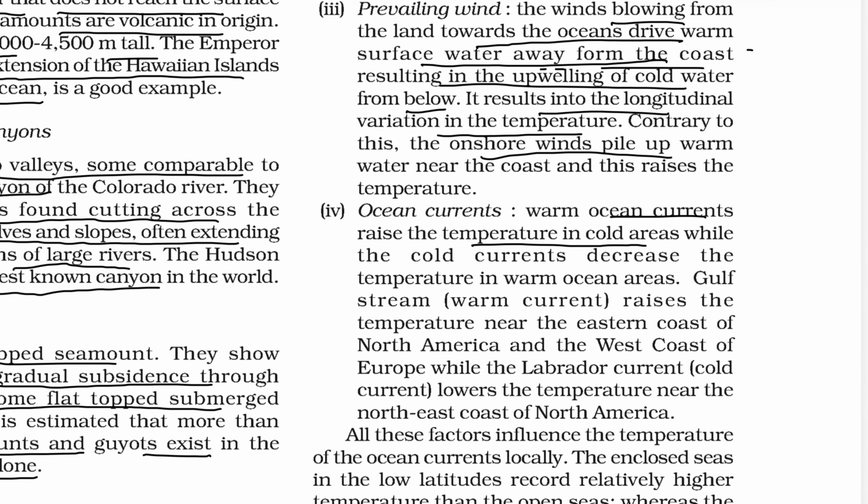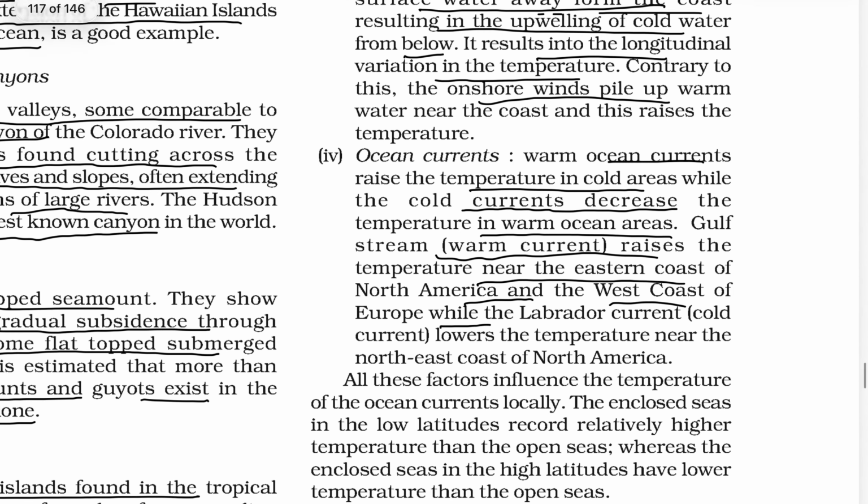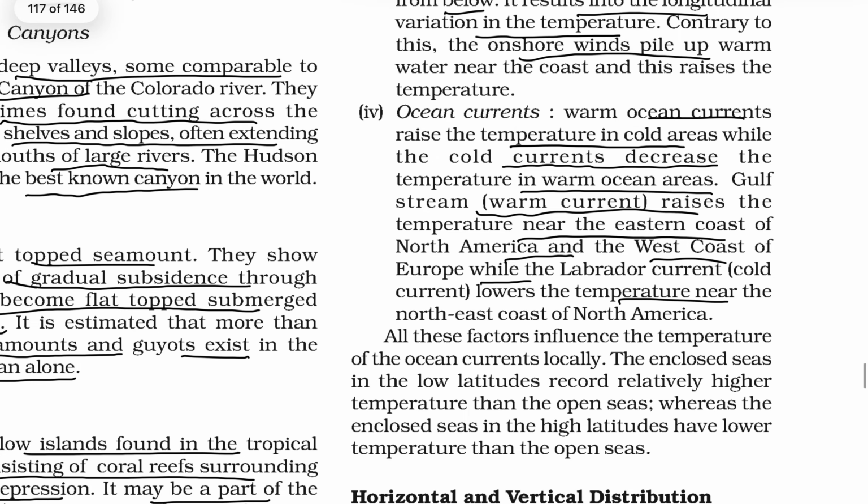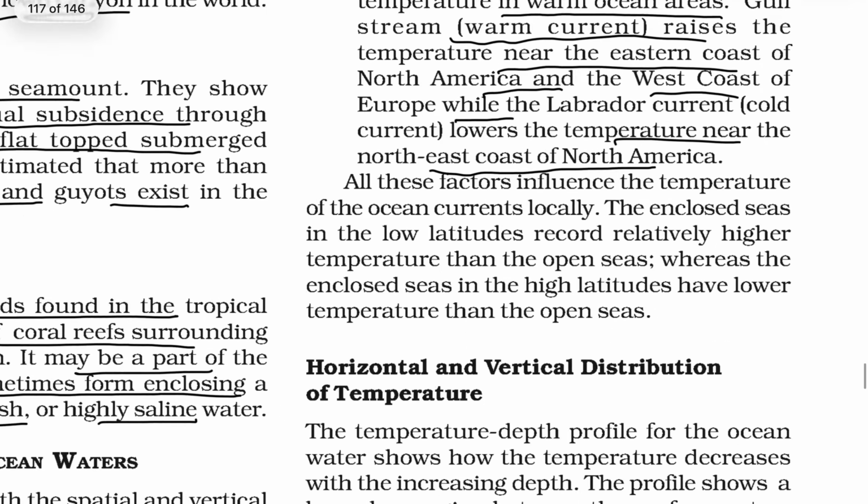Oceanic currents. Warm ocean currents raise the temperature in the cold areas, while cold currents decrease the temperature in the warm areas. The Gulf Stream, a warm current, raises the temperature near the eastern coast of North America and the west coast of Europe, while the Labrador current, which is a cold current, lowers the temperature near the northeast coast of North America.